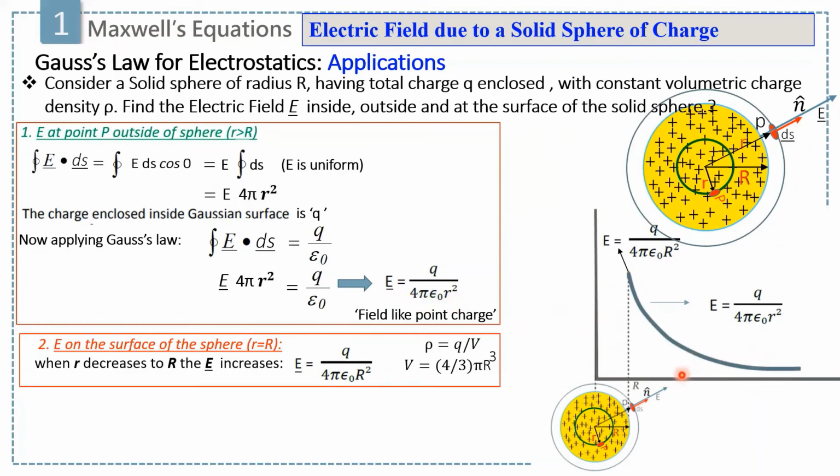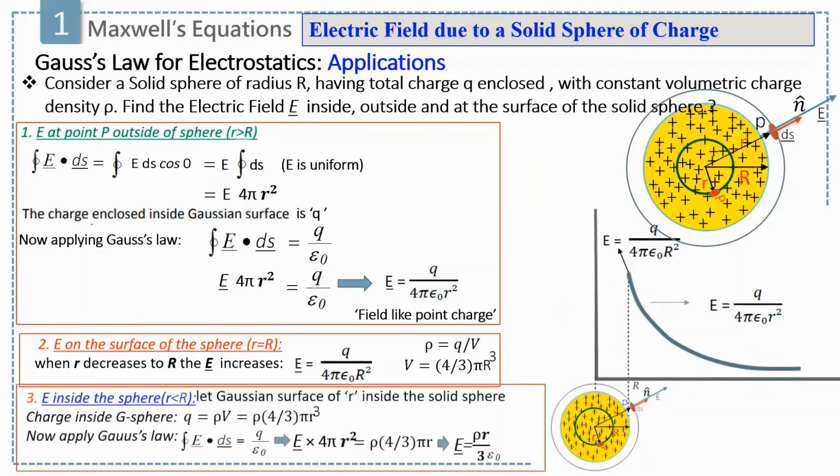Now, in the case of inside of the sphere, let's take a Gaussian surface of radius r now inside of the sphere, and we take a point P where we choose a surface area ds, on which the electric field is radial and symmetric all over the Gaussian surface.